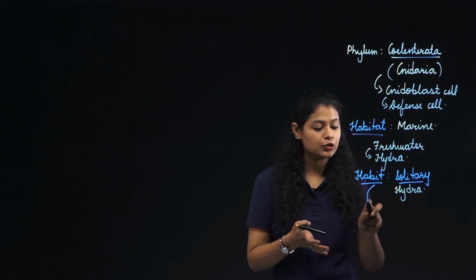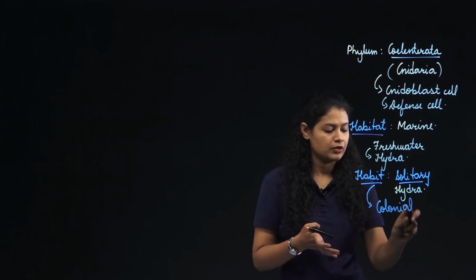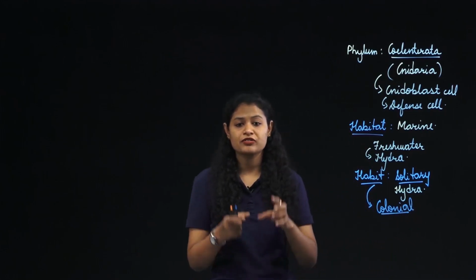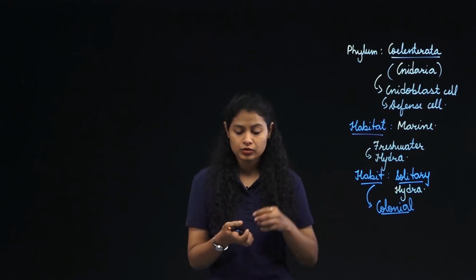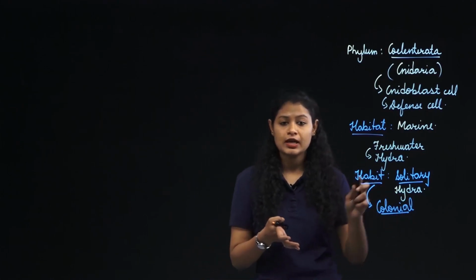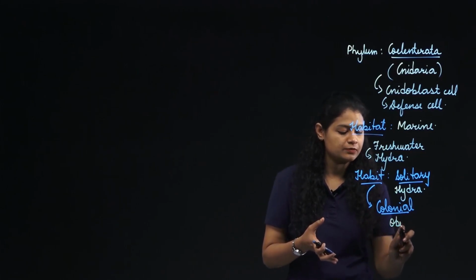And when they live in groups, we call them colonial in nature. So, they have an entire colony of a specific group of organisms which are living together, then we call them colonial organisms or colonial habitat. An example for this we can take Obelia.